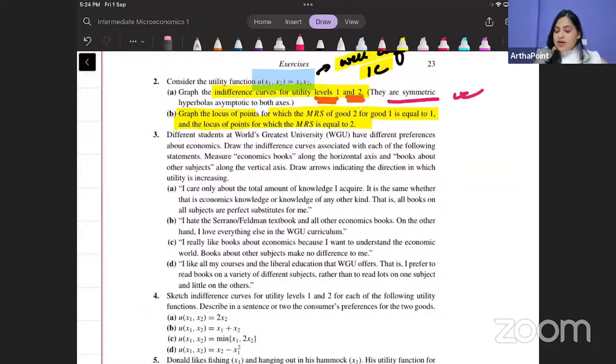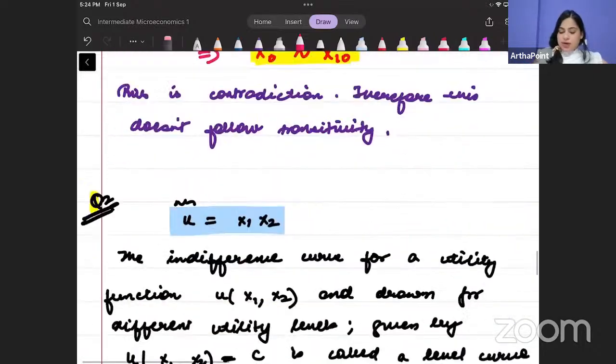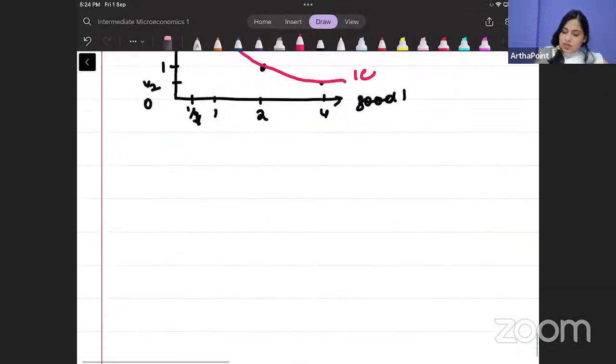Now go to the next part. Draw the locus of points for which MRS of good 2 for 1 is equal to 1. So pehle MRS nikal lete. So second part. Write down the second part, beta. Before you draw this, jab bhi exam mein you get such questions, it is my humble request, please write the definition first. Definition se pehle aage nahi badhna hai. Pehle hame definition likhni hogi, hai na?